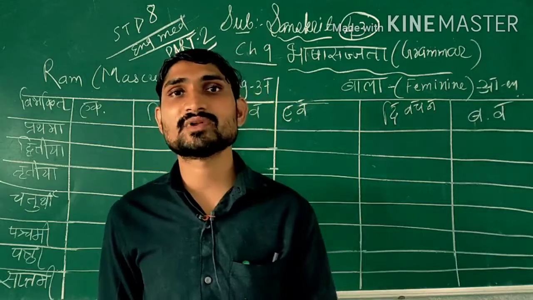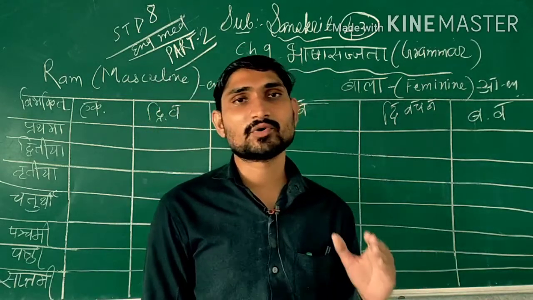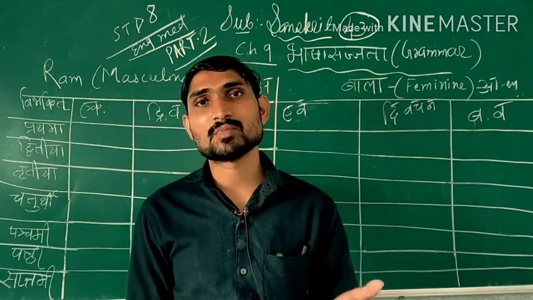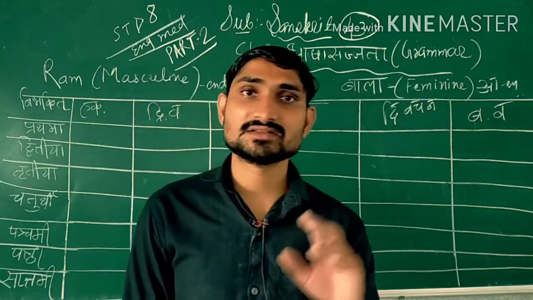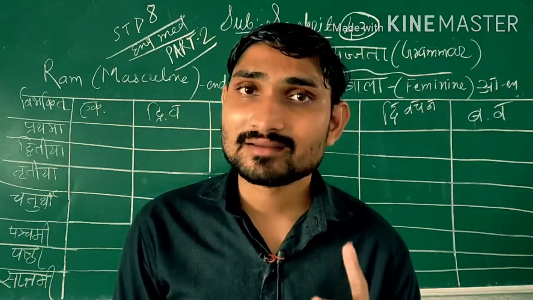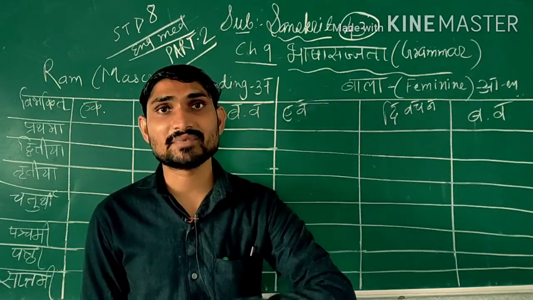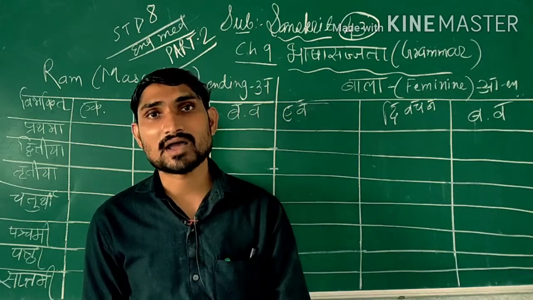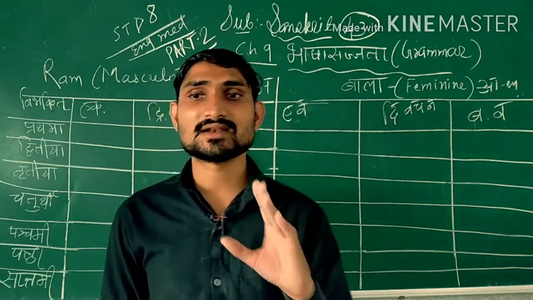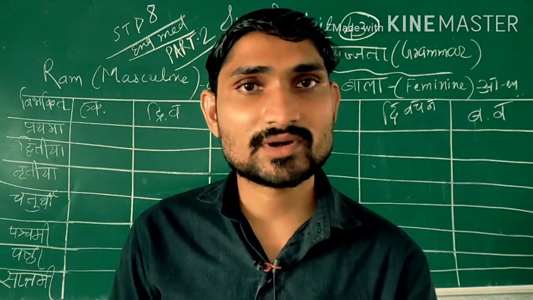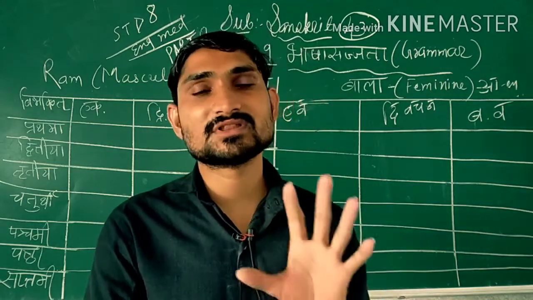For which instrument does this action happen? For example, gajena means by the elephant, meaning this action happens by the elephant. Rameshena, Shaileshena, that means by Ramesh, by Shailesh. Okay, that is known as the instrumental form, the third case form.